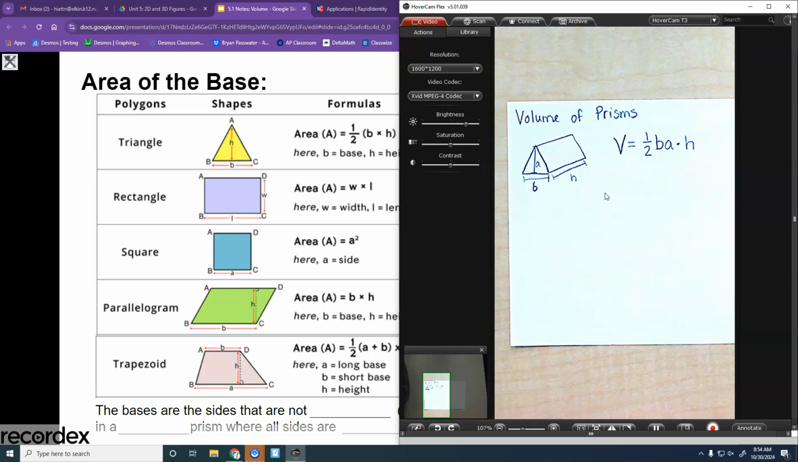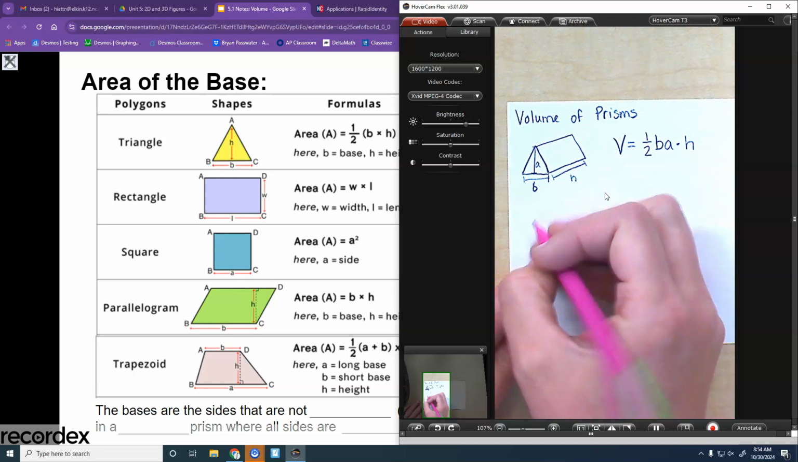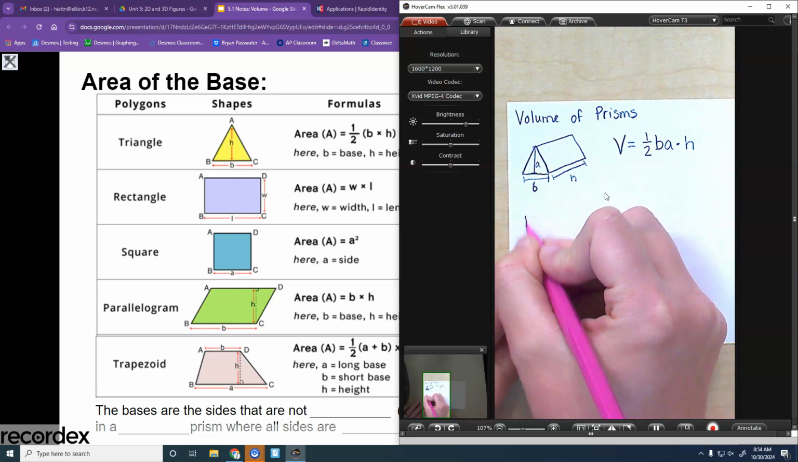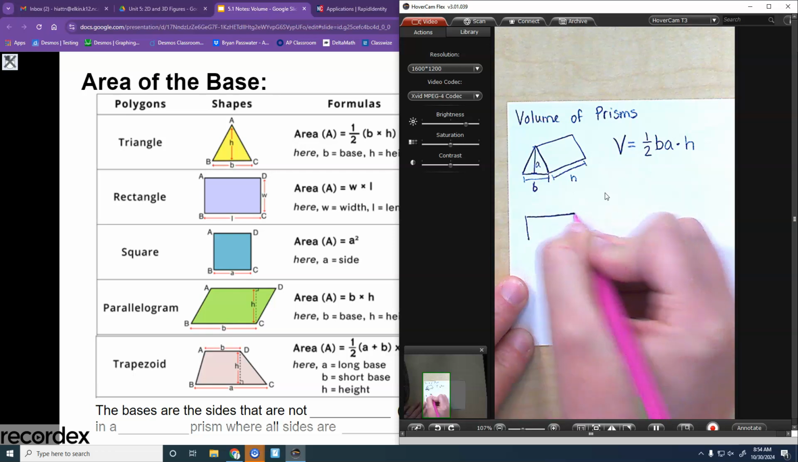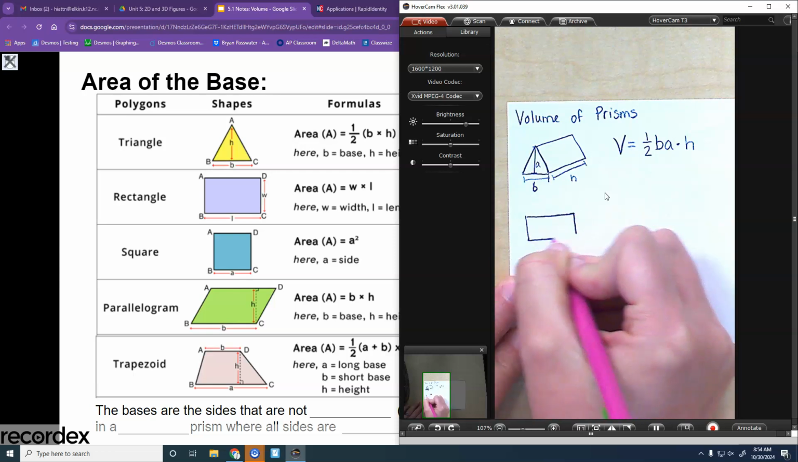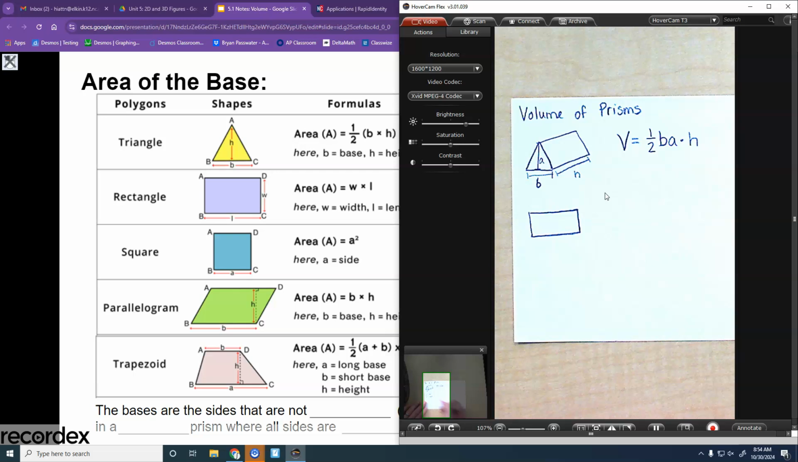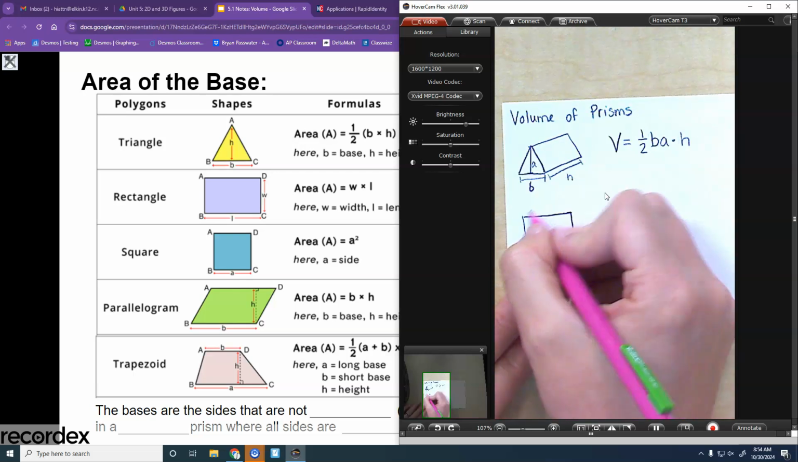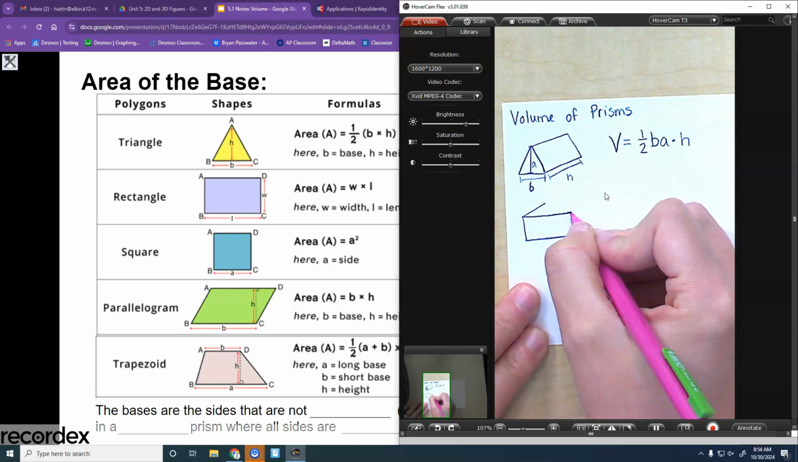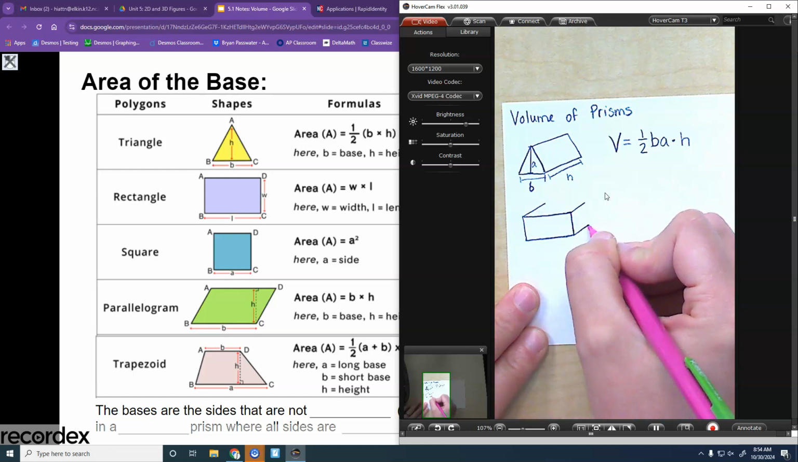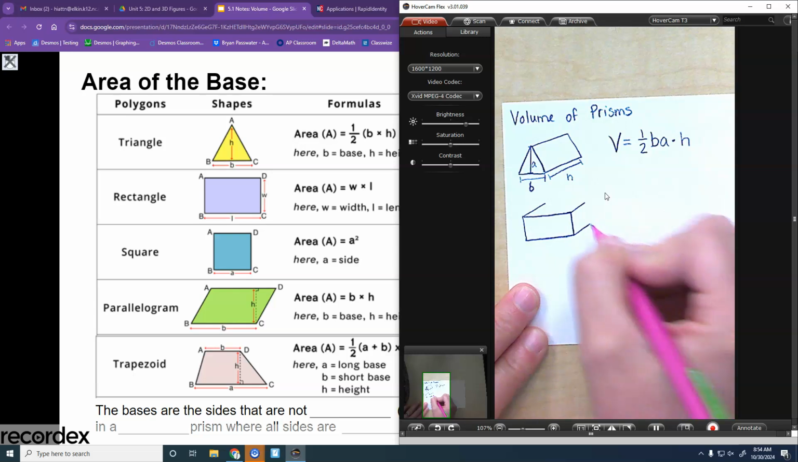Next, let's do a rectangular prism. I might have to give you more than one note card on these if we're going to do it this way. Let's see. All right, let's draw a rectangle. And then you're going to draw 3 little lines from each corner. You want them to be about the same length.